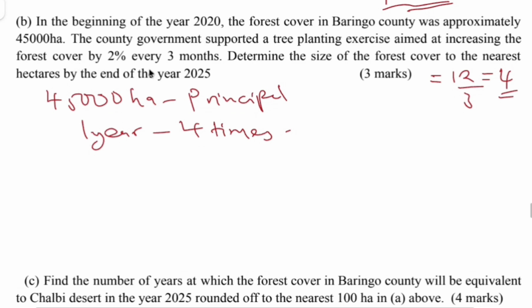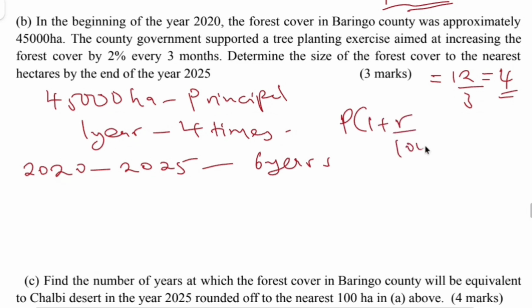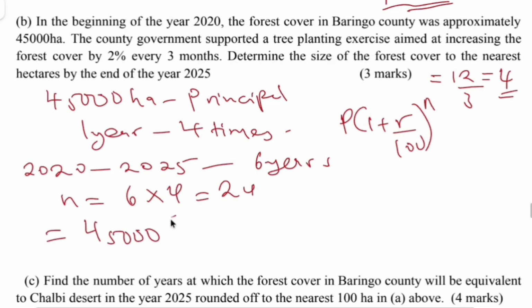Every 3 months. Determine the size of the forest cover to the nearest hectare at the end of the year 2025. So the same thing, 2020 mpaka 2025 miaka mingapi? Ni 6 years. So using our formula, but this one is somehow different because it's appreciating. So P times 1 plus R over 100 power n. Also the n here is not per annum, okay, it's per quarter. So in 6 years n yako itakuwa ni ngapi sasa? Kwa sababu for 1 year it appreciate mara 4, so 6 years itakuwa ni 6 times 4, which is 24. So you take your principal 45,000 multiply by 1 plus 2 over 100 power n is 24.